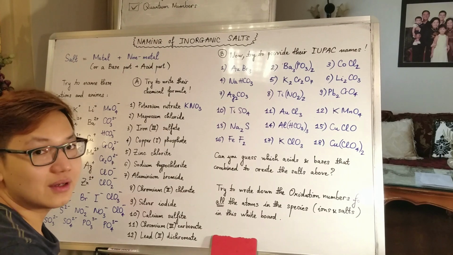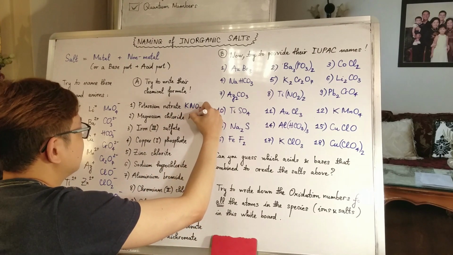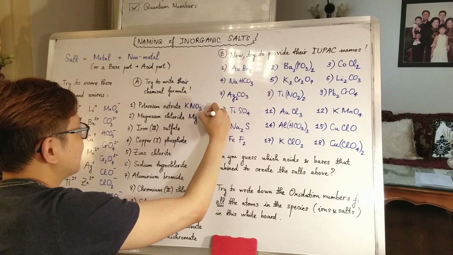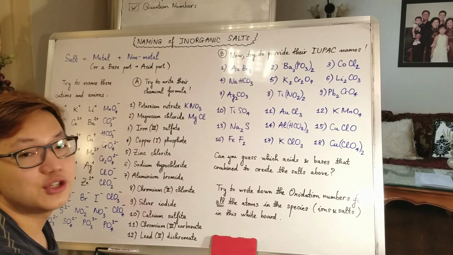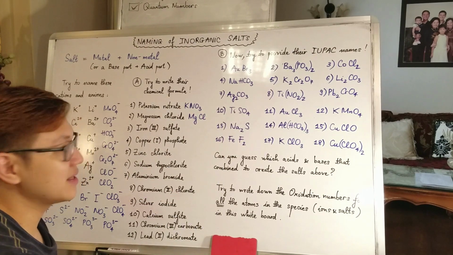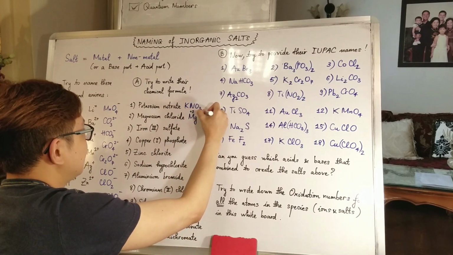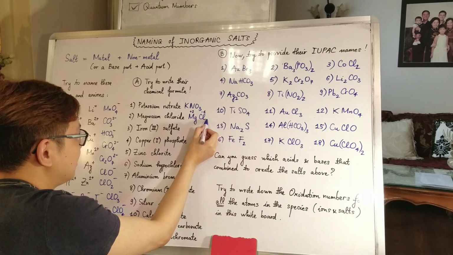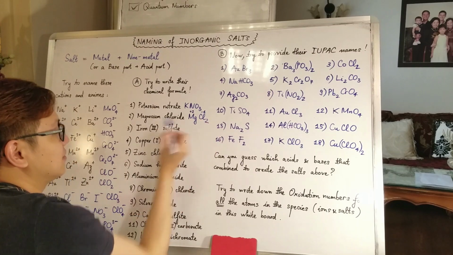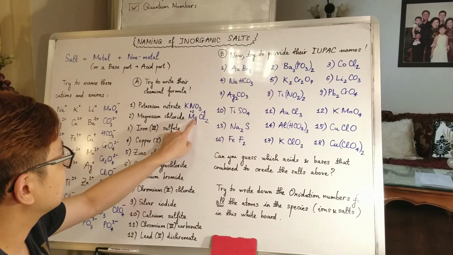How about magnesium chloride? Magnesium and chloride, right? But how about their charges, their oxidation numbers? +2 here, -1 there. So it has to be 2 there and 1 down there. 1 we don't even write.